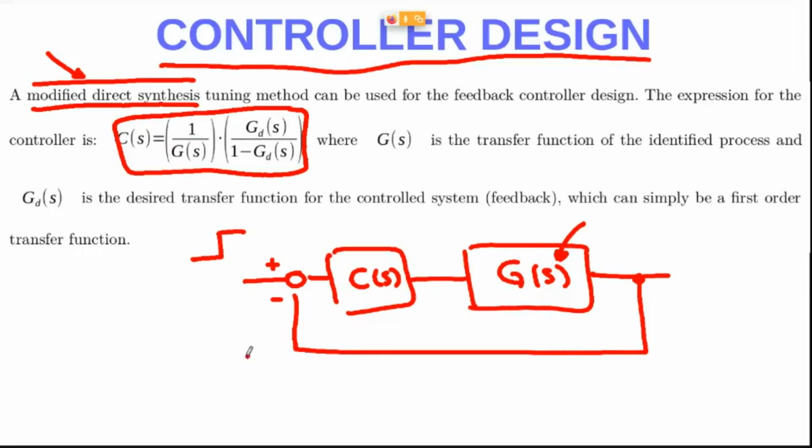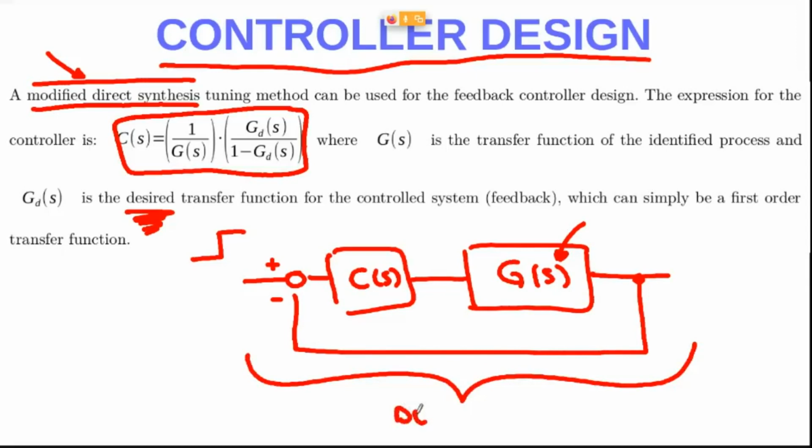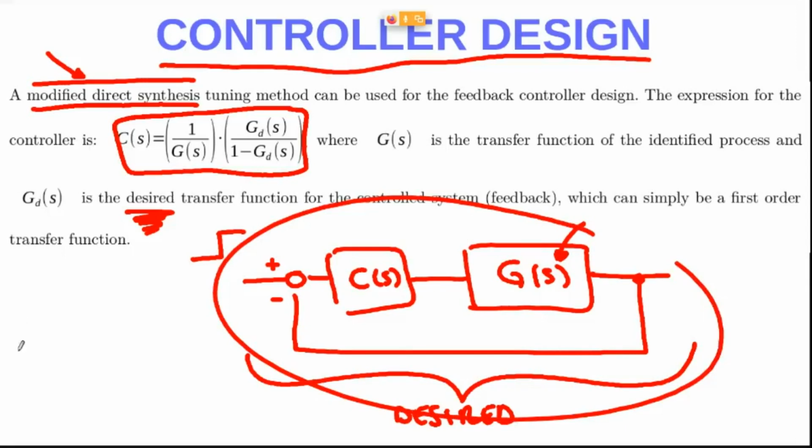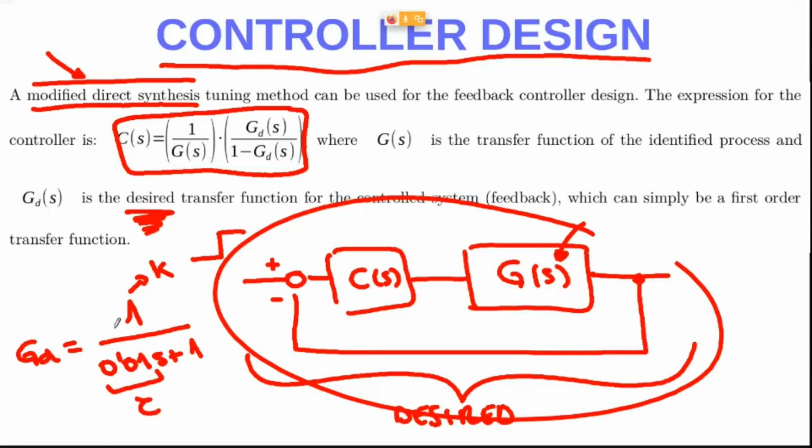While GD is the desired, D comes from desired. This is the desired behavior of the closed loop system. So GD tries to answer the question, what's the performance that I expect from the closed loop system? For example, a first order system with a static gain of 1 and a time constant of 10 milliseconds.